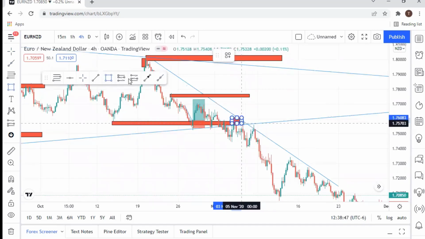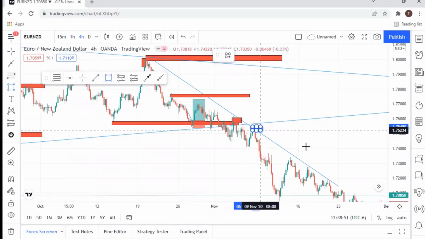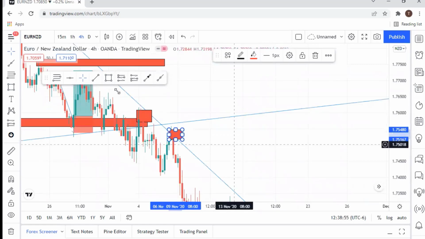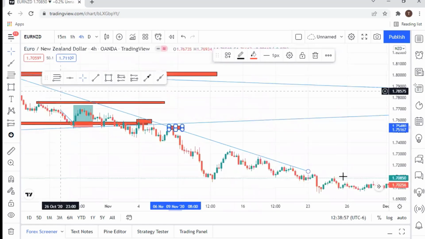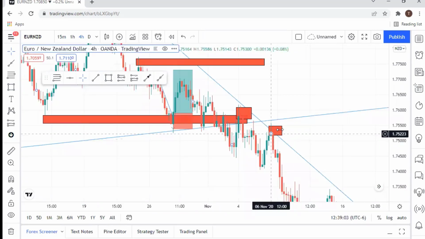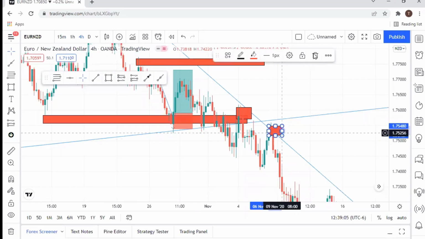And here happens to be what? Here happens to be our fourth touch. Here happens to be our third touch. First touch, then second touch and third touch. So what do we do? We zoom in clearly. This is another good trade that most of the times I always like taking.